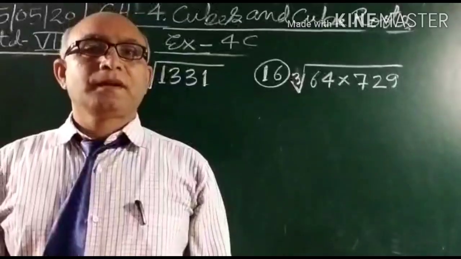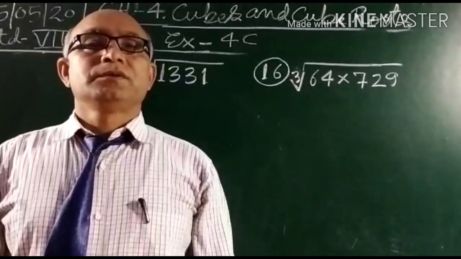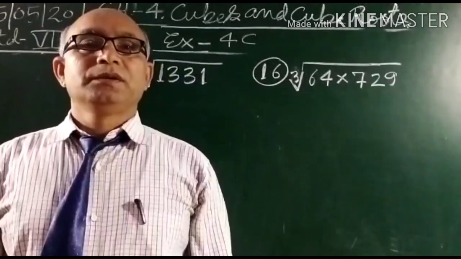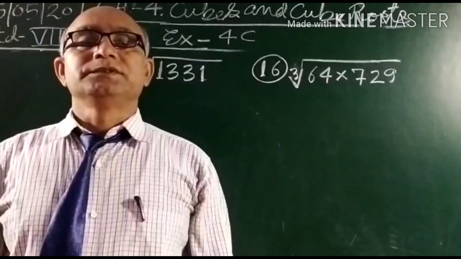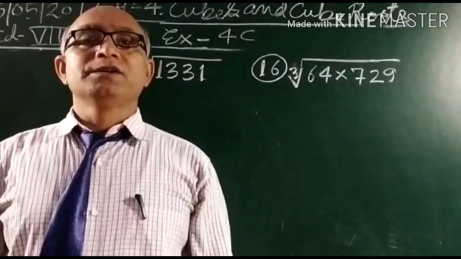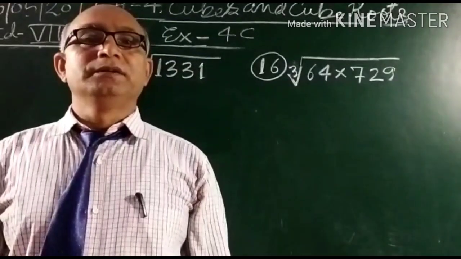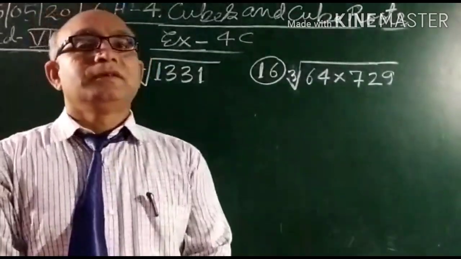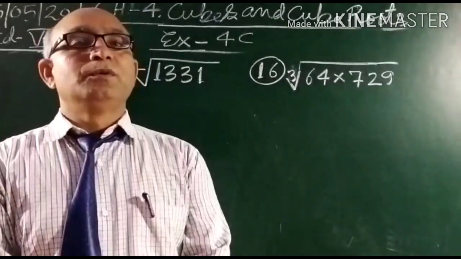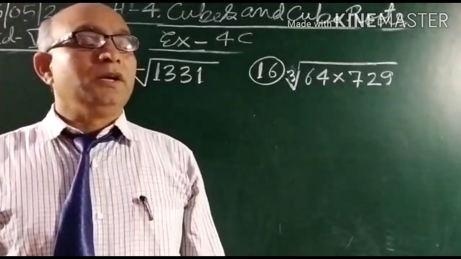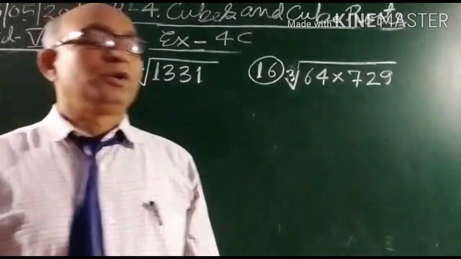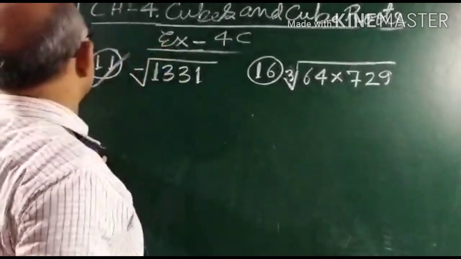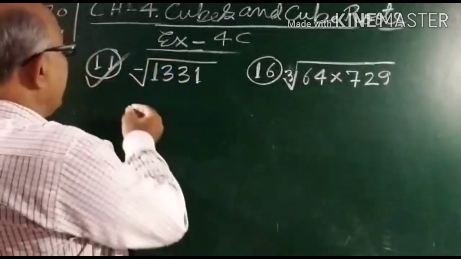Write it. My dear students, again two questions, write them on this board. Find the cube root of minus 1331, and question number 16, find the cube root of the square root of 64 into 729. So first of all, I solve question number 11.